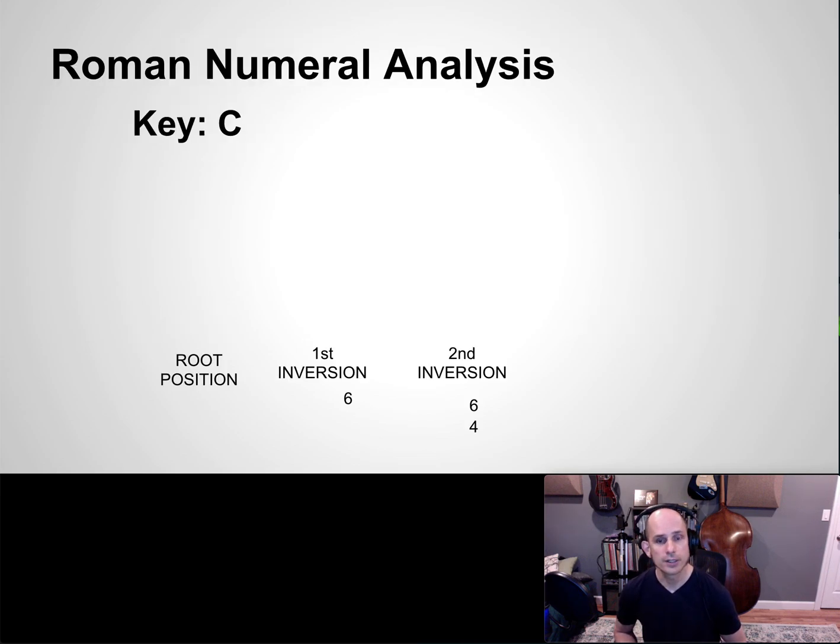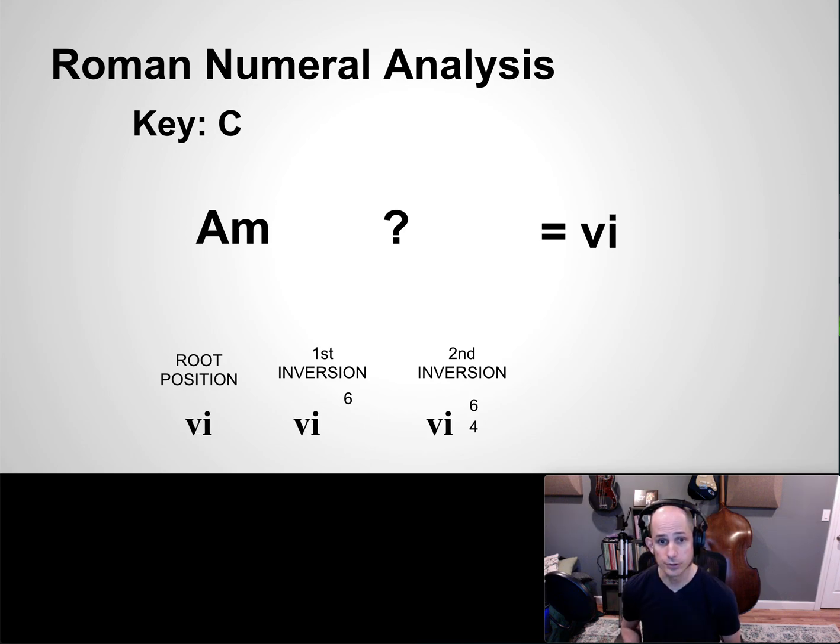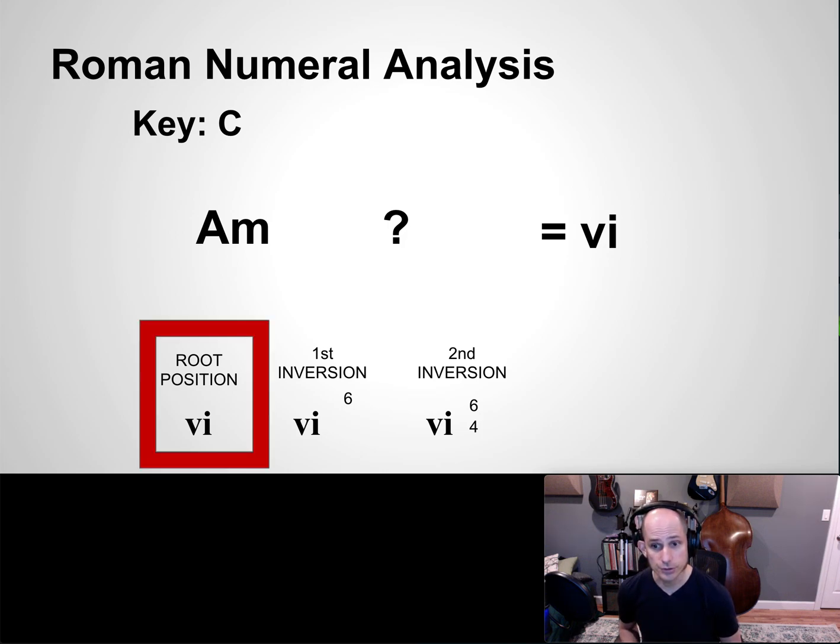So here we go. Let's do an example. I'm in the key of C. I'm going to give you the key. I look at my A minor chord. First thing I have to ask myself, what's the Roman numeral for A minor in the key of C? So I go C, D, E, F, G, A. 6. That's what it is. It's a 6 chord. Now the question I ask myself, is that A minor in root position? Does it have the 3rd in the bass, or does it have the 5th in the bass? Well, it says A minor. That means that it is in root position.